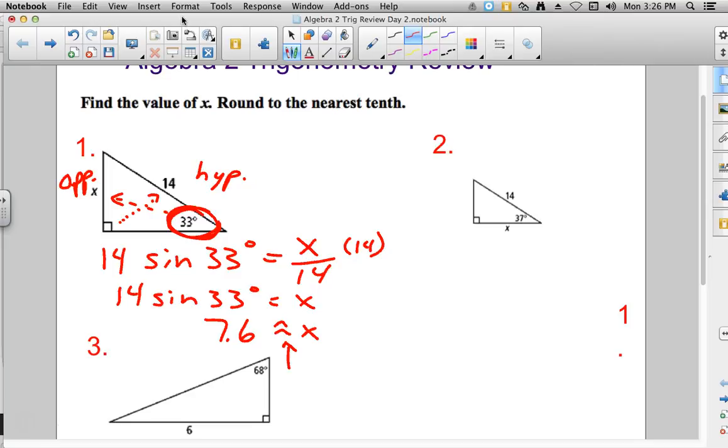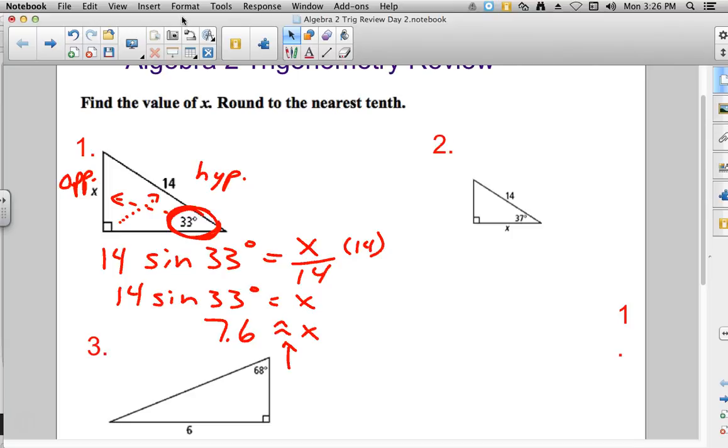Now when wouldn't you use those? There are the special right triangles that we had talked about in the last video, with the 30, 60, 90 and the 45, 45, 90. And those would be trigonometric functions that we can find exactly using our special triangles.